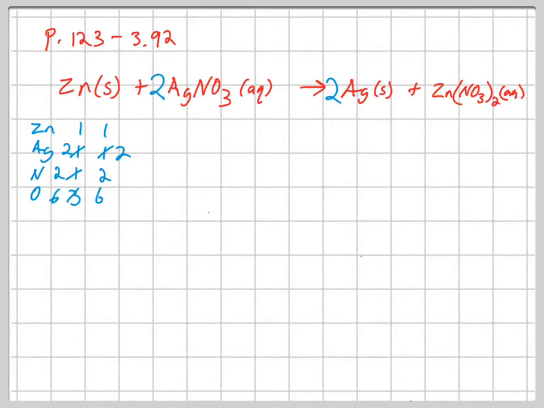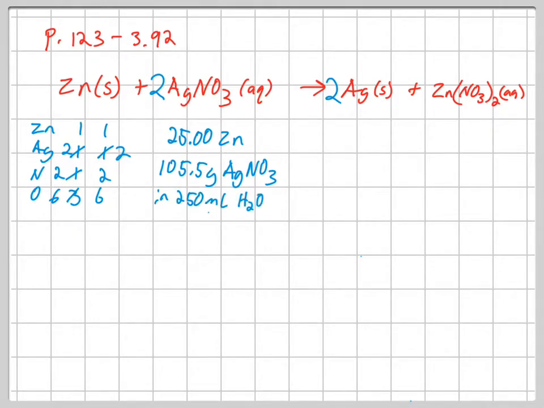All right. Let's get into the next part of it. It says, what mass of silver metal is produced when 25 grams of zinc is added to a beaker containing 105.5 grams silver nitrate dissolved in 250 milliliters water. Determine the mass amounts of each substance present in the beaker when the reaction is complete.